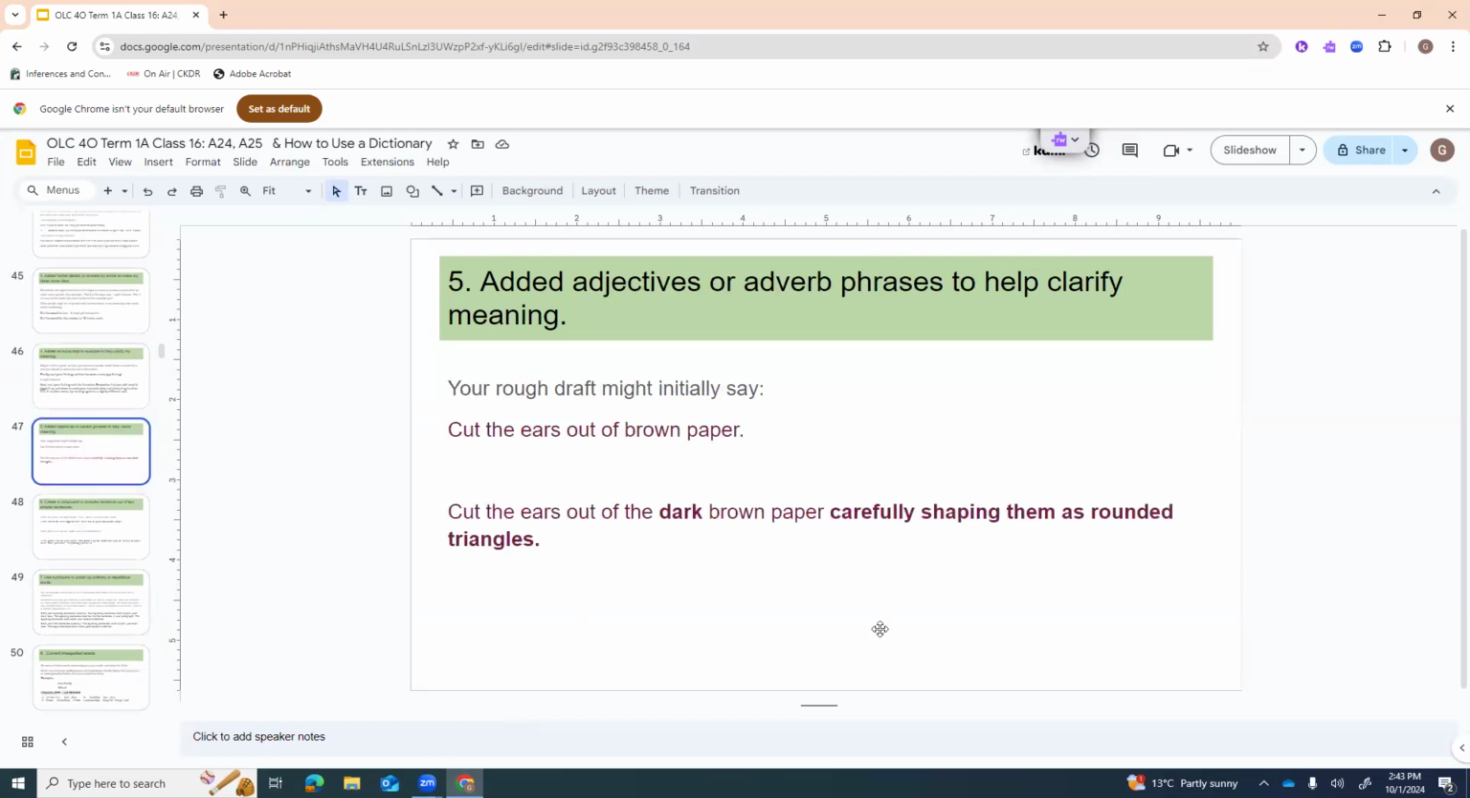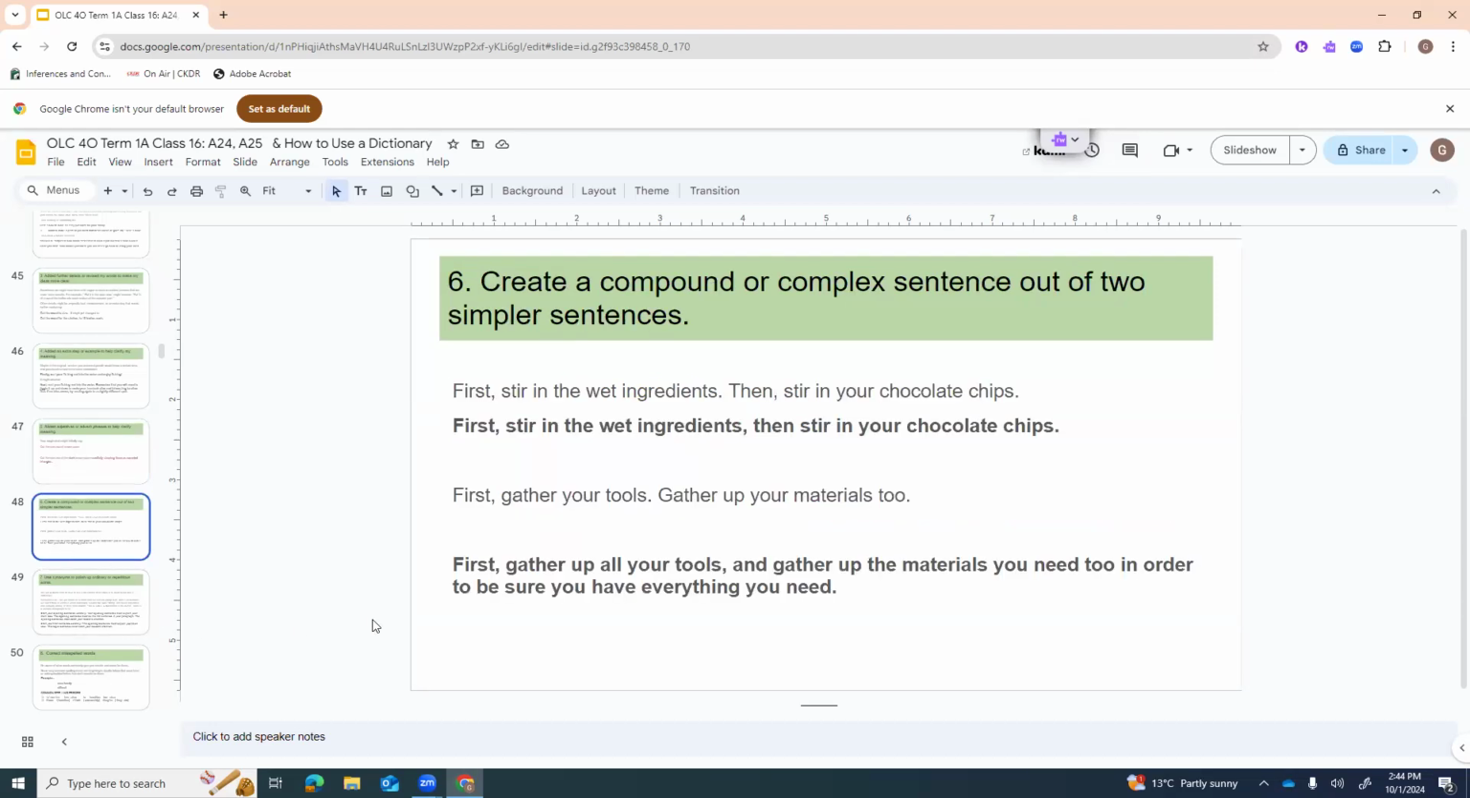Number five, added adjectives or adverb phrases to help clarify meaning. So my rough draft might have said something like, cut the ears out of brown paper. And I revise it to say, cut the ears out of the dark brown paper, carefully shaping them as rounded triangles. By the way, I'm suddenly reading this and thinking it sounds kind of dark or gloomy, but when I was thinking this, I was picturing a craft project for a little bear or a little dog, like a little paper thing you would do in school. But it sounds a little bit odd talking about cutting ears now that I'm looking at it.